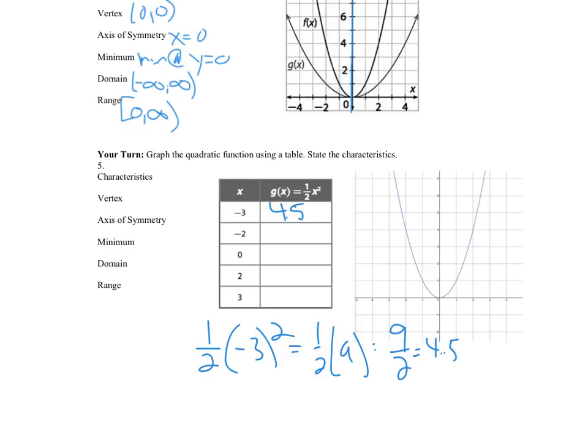So we'd go negative 3 and 4.5. Do the same thing with negative 2. Negative 2 squared is 4. 1/2 times 4 now is 4 over 2, which is just 2. So we get negative 2 and 2. And I will let you finish from there, and we'll talk about this back in class.